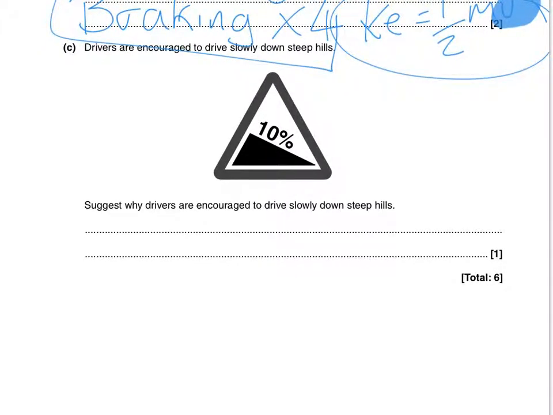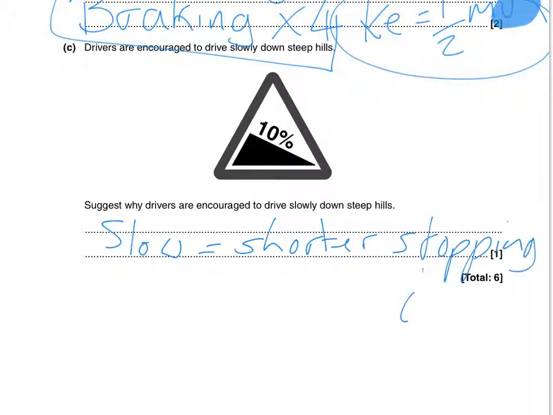So drivers are encouraged to drive slowly down steep hills. Suggest why drivers are encouraged to drive slowly down steep hills. So why would people try to stop you driving quickly down a steep hill? So, only 1 mark, so really straightforward. If you're going slower, it means you can have a shorter stopping distance. It's literally as simple as that. It's like stating the obvious, isn't it? You could also say that you're less likely to skid, you're less likely to lose control of the car, all these different things. So that's basically your 1 mark in there.